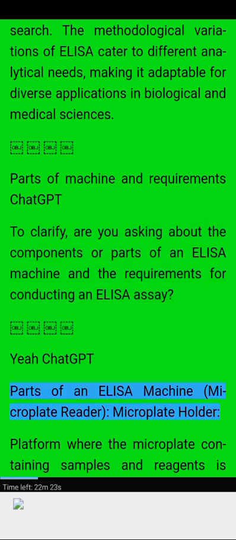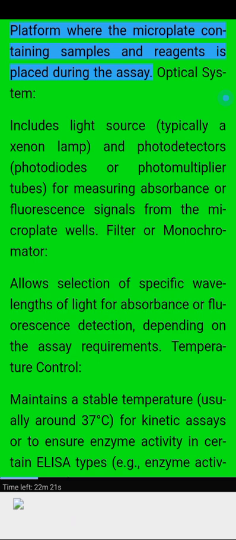Parts of an ELISA machine: microplate reader, microplate holder. Platform where the microplate containing samples and reagents is placed during the assay. Optical system. Includes light source, typically a xenon lamp, and photodetectors, photodiodes, or photomultiplier tubes for measuring absorbance or fluorescence signals from the microplate wells. Filter or monochromator. Allows selection of specific wavelengths of light for absorbance or fluorescence detection, depending on the assay requirements.